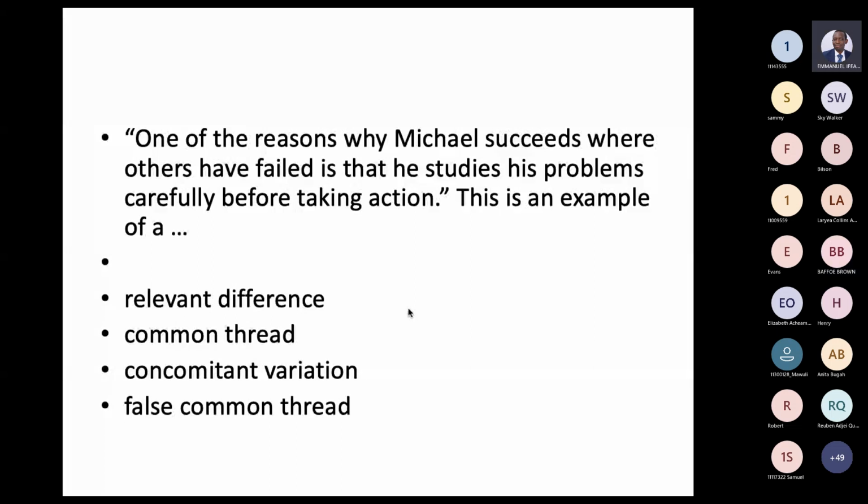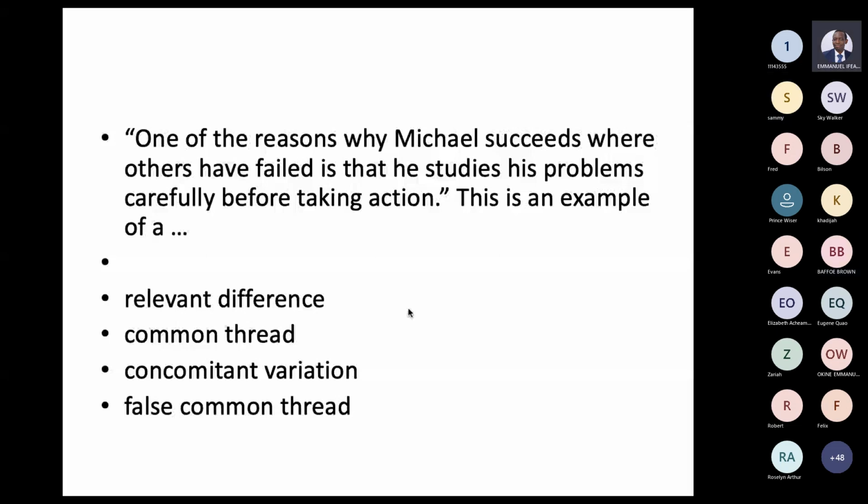Yeah, that's a good one. You are talking about what Michael does that runs through all his actions. But when you look at the sentence, you see that the sentence is comparing Mike to other people, asking why Michael succeeds and others fail. So what does that tell you? It tells you that there is one difference among others.